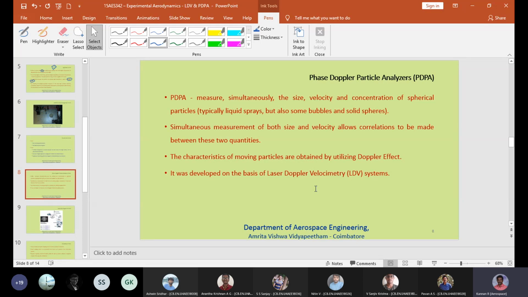Because the spray, the bubble movement, or the solid sphere agitation, everything is related to moving particles. Using the Doppler effect only, similar to your LDA, we are going to measure the size, velocity, and concentration of your spherical particles. So this technique is developed based on your LDV systems.